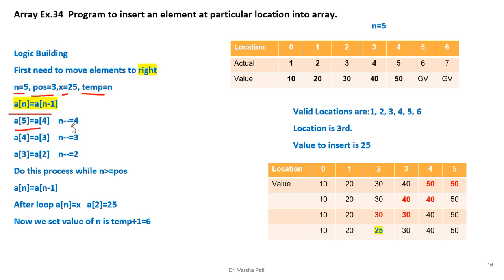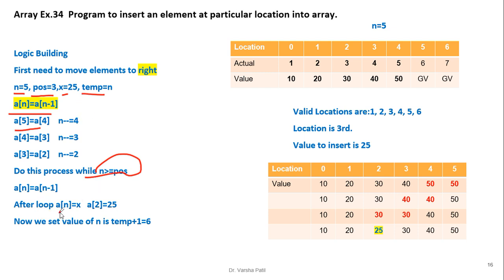Now we decrement n, that's why we are storing the value of n into the temporary variable. Then we shift a3 to a4. Now see, the shifting takes place on the right hand side. a4 is copied to a5, then a3 is copied to a4, then a2 is copied to a3, and now here we require to stop at a particular point. We do this procedure while n is greater than or equal to position. When n becomes smaller, we stop here, and at that location we put the element.